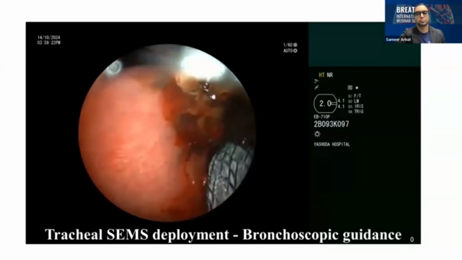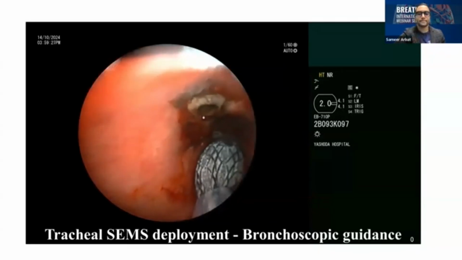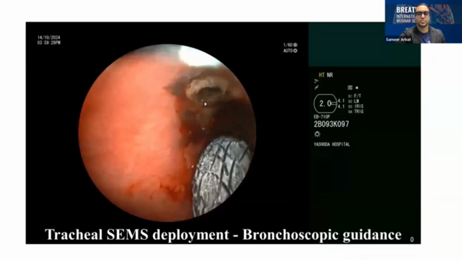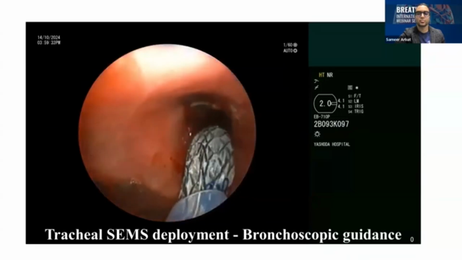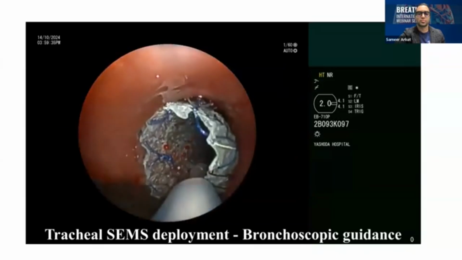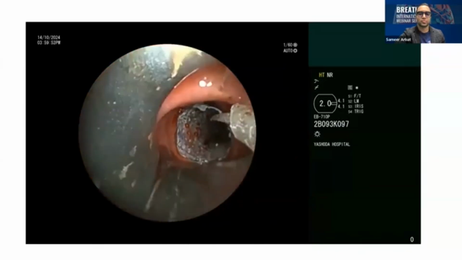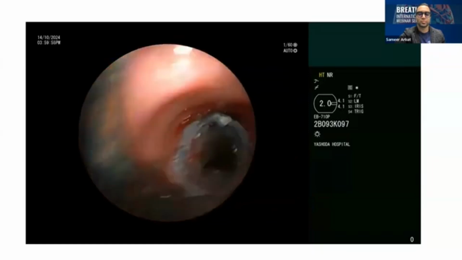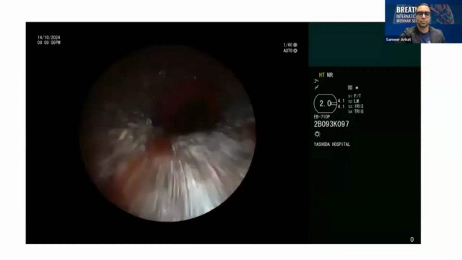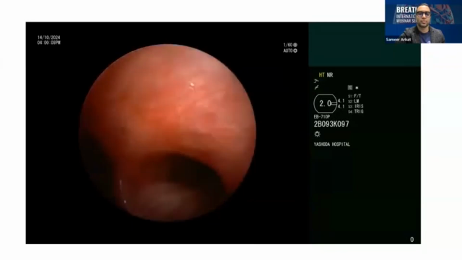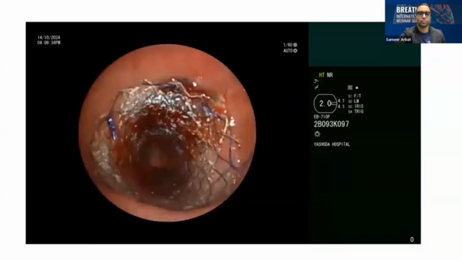So in the same setting, I'm using a self-expanding metallic stent. And the advantage of using a rigid bronchoscope is you can see the stent being deployed with the help of a thin bronchoscope under direct vision. So now I am able to deploy the stent in place. And once the stent is deployed, you can see that there is almost near complete recanalization of the airway in a patient who had more than 95% occlusion of the proximal trachea. And generally, these patients are extubated on table and discharged the very same day.